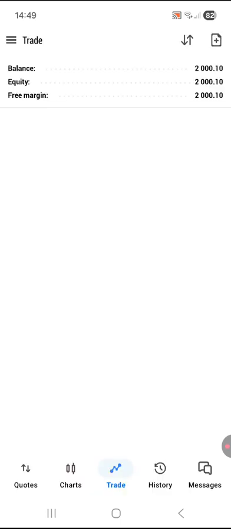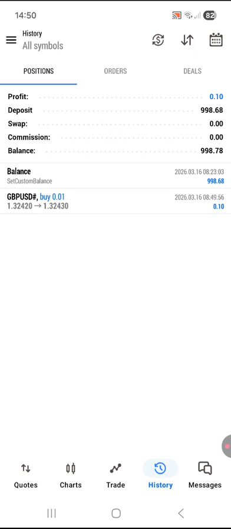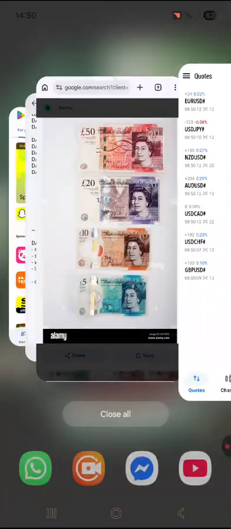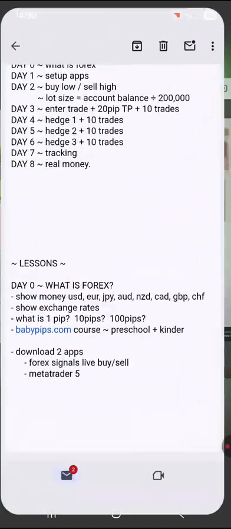Okay, I profited on that trade 10 cents. And now I can see it in my history. So that's just using MetaTrader. We'll go through that in lesson 1. Actually, we're still on lesson 0, learning what Forex is. Okay?